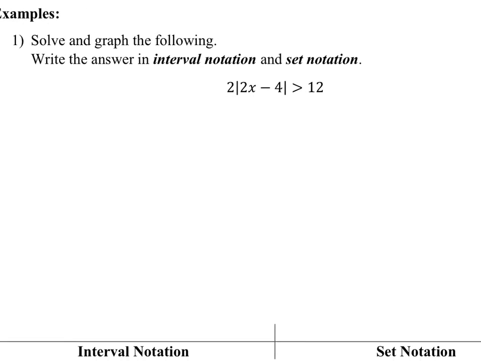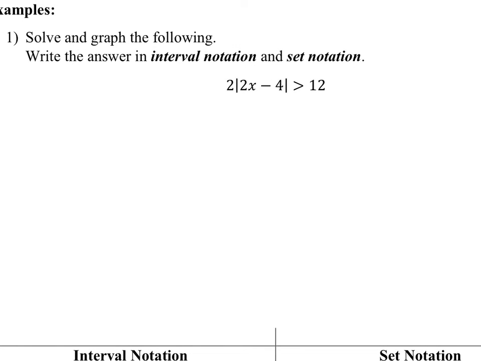So here we go. Isolate the absolute value. So you look, the isolate value is this little section right here. The 2 is extra, so it's 2 times the absolute value, so I divide to get rid of it. So it's the absolute value of 2x minus 4 is greater than 6.